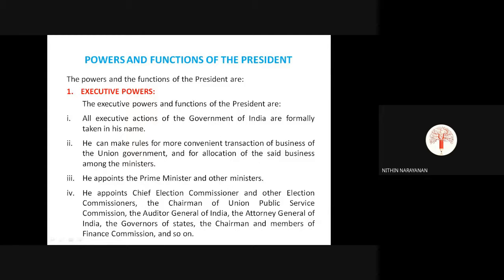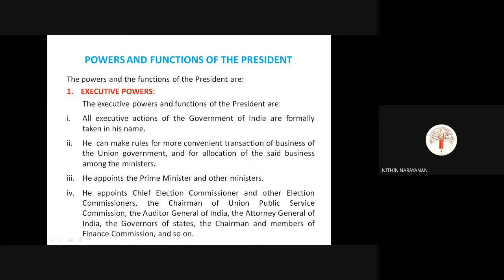He can make rules for more convenient transaction of business of the union government and for allocation of the said business among the ministers. He appoints the prime minister and other ministers in the union. He appoints the chief election commissioner and other election commissioners, the chairman of the UPSC, the auditor general of India, the attorney general of India, the governors of the states, the chairman and members of the finance commission, and so on. So these appointments come under the functions or powers of the president.